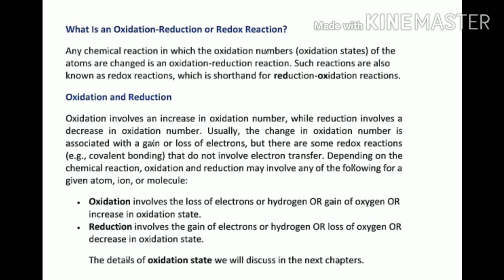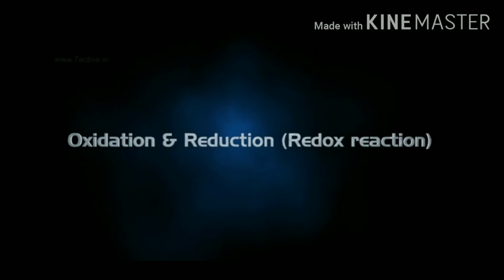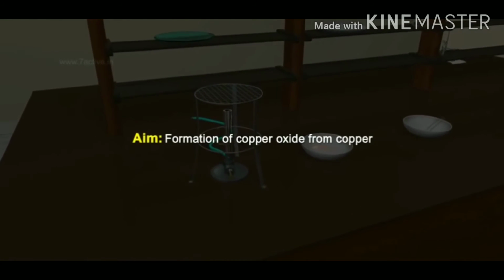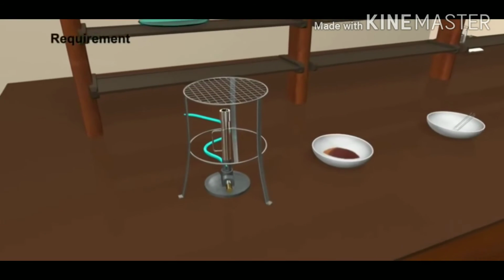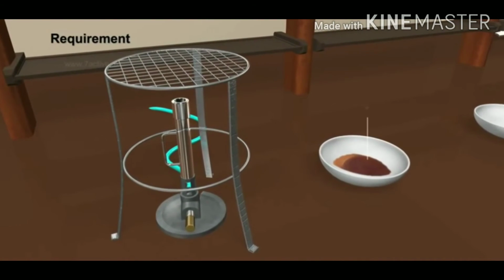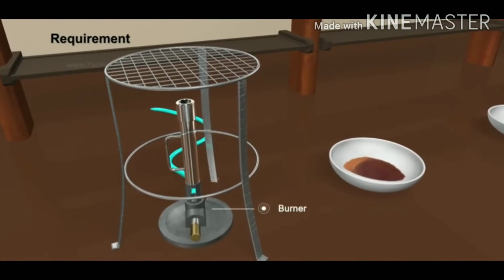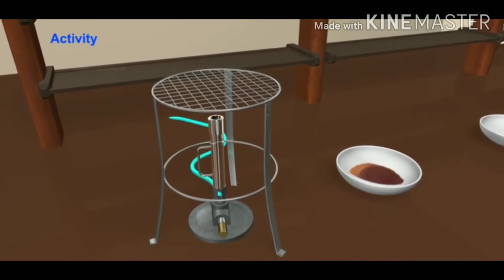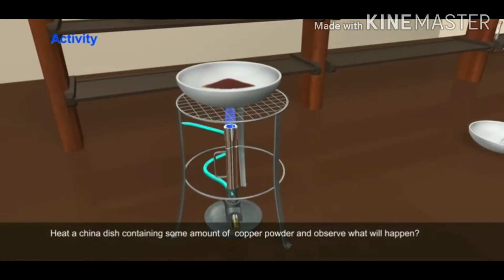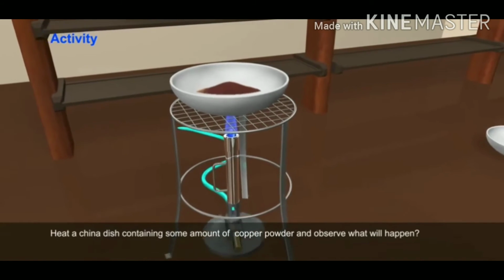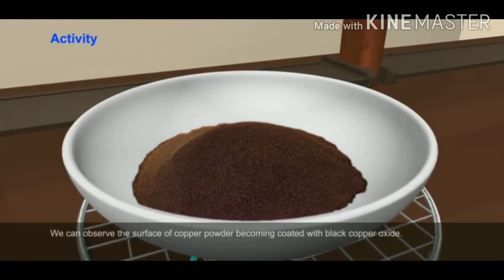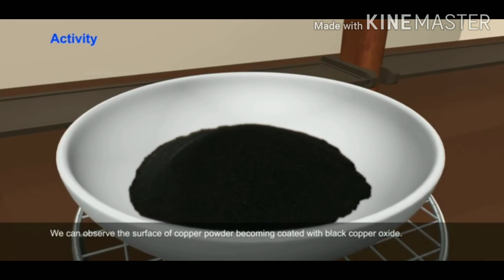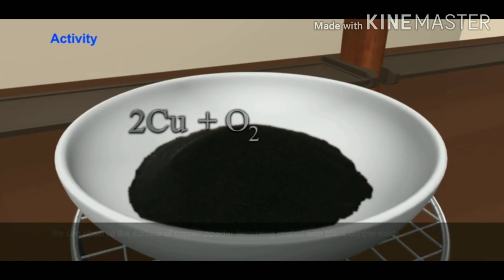So now see the experiments of how oxidation and reduction reactions occur. In this reaction, we'll see the formation of copper oxide from copper. To carry out this reaction, take a china dish, copper powder, burner, tripod and the air gas. Now heat the china dish containing some amount of copper powder and observe what happens. You can observe the surface of the copper powder becoming coated with black copper oxide.